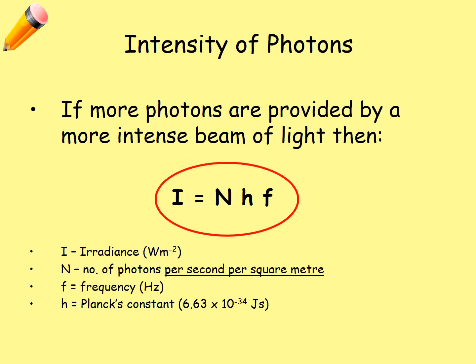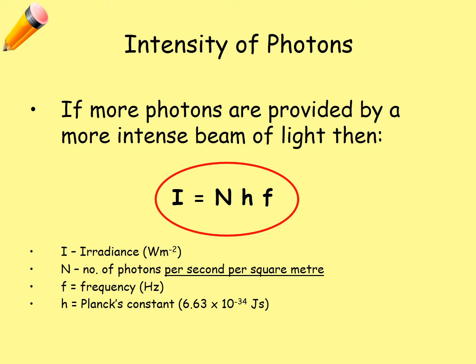Another equation which doesn't appear on the relationship sheet, but is also really useful, is one that used to appear in the old Higher, and that's looking at the intensity of the photons. The intensity of light effectively is just a product of the energy of each individual photon multiplied by the number of photons we have. So each photon has a specific amount of energy. The more photons we have, the more energy we have.